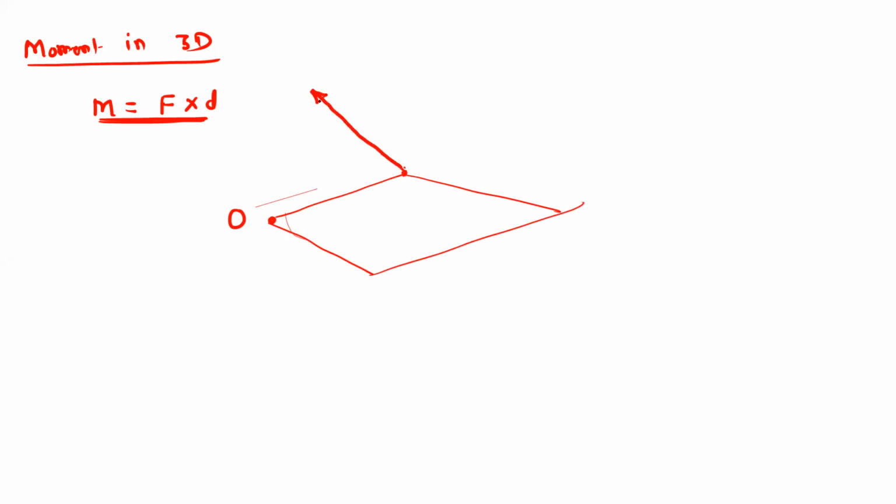And a force A bar is acting in 3 dimensions. It is acting at some point A, and it is passing through another point, let us take this point B. A has coordinates x1, y1, and z1. B has coordinates x2, y2, and z2.